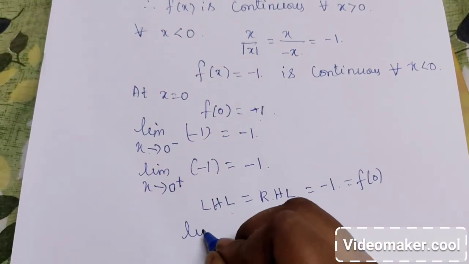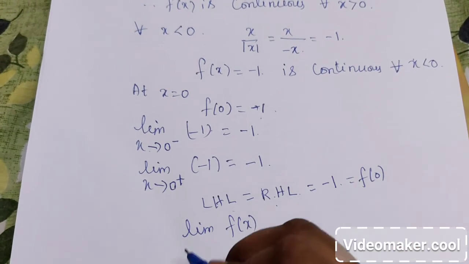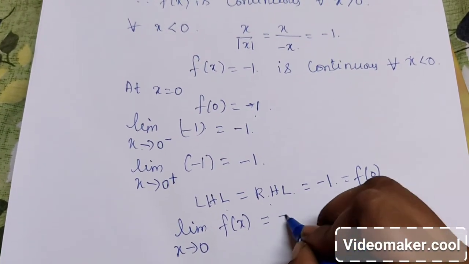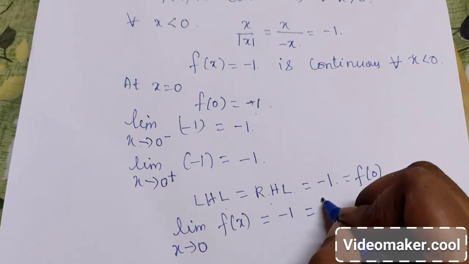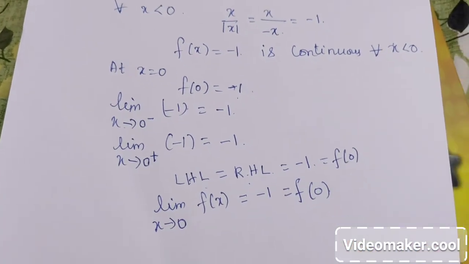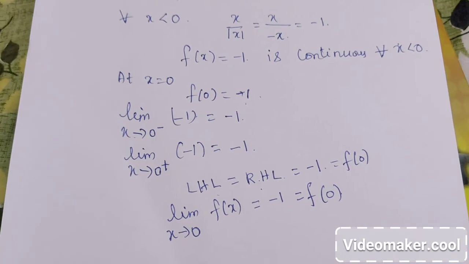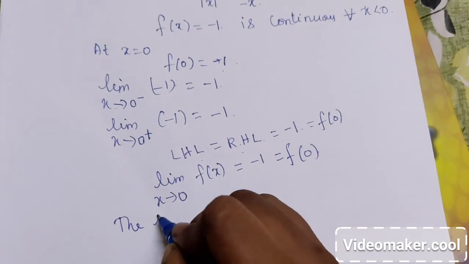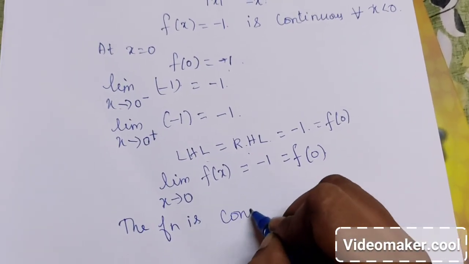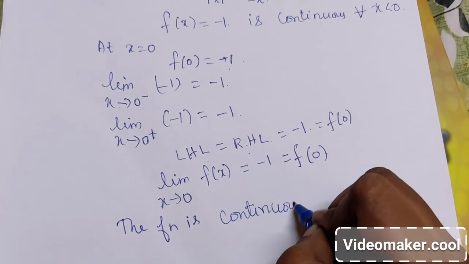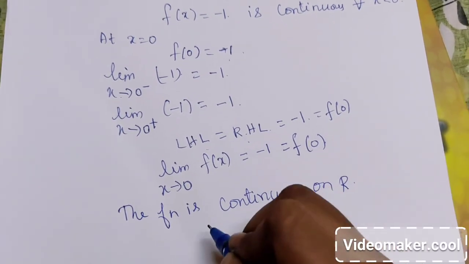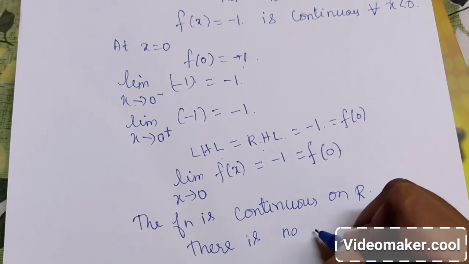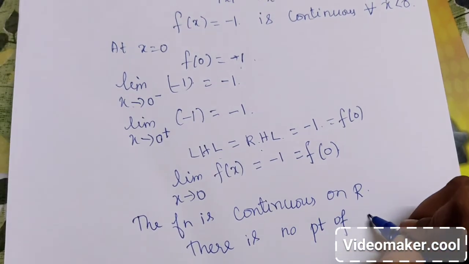So as x tends to 0, we are getting -1, which is equal to the functional value. So we can say the function is continuous on the entire real line. So the function is continuous on R. So there is no point of discontinuity.